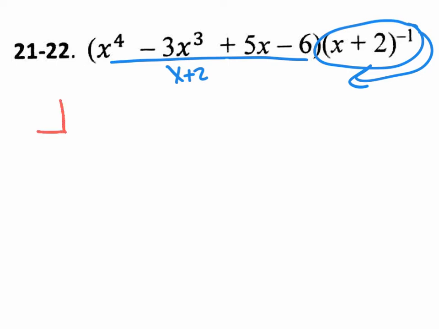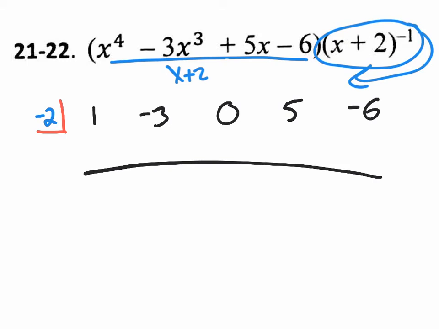Put the box like that. What goes inside the box? -2. Thank you, -2. Now what's my list of coefficients? 1, -3, 0. There is no x squared. And then? 5. +5, -6 at the very end. Draw your line. Well, that's an ugly line. I'm sorry. As you go down, you combine.